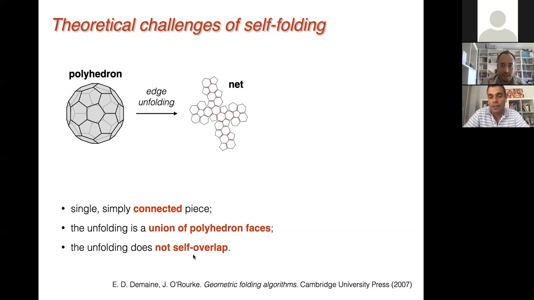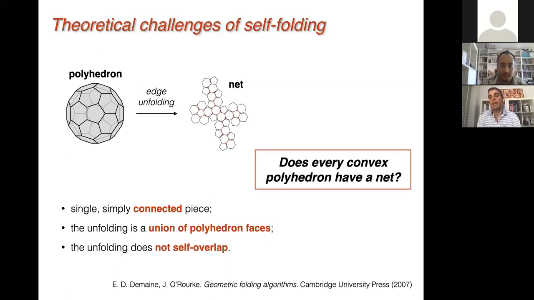And the unfolding should not overlap. So the net should not overlap. And the idea is that you can cut it out of a single 2D-like material or quasi-2D material in order to obtain the template or the net for the 3D structure. And so the simplest question we can raise is, does every convex polyhedron have a net?